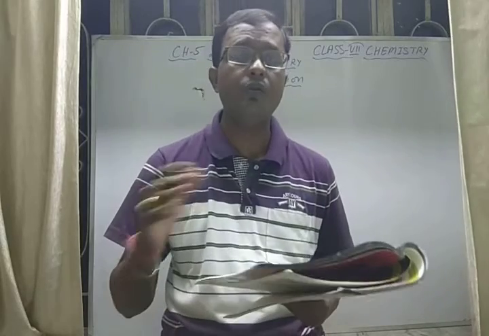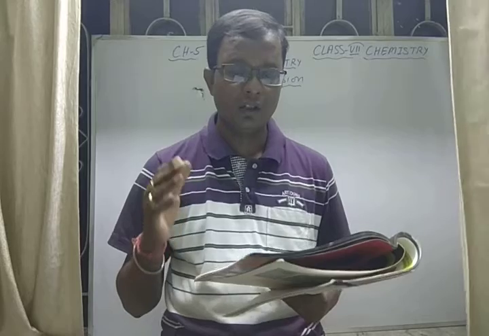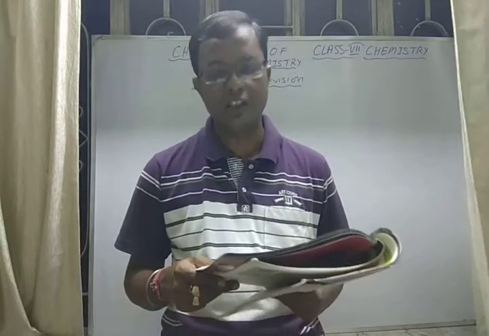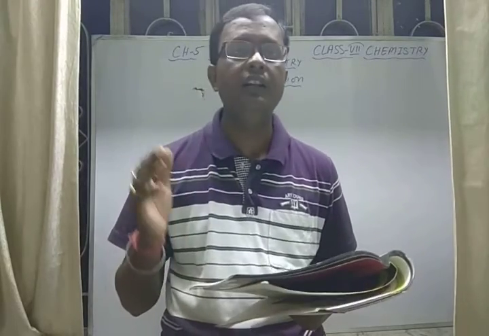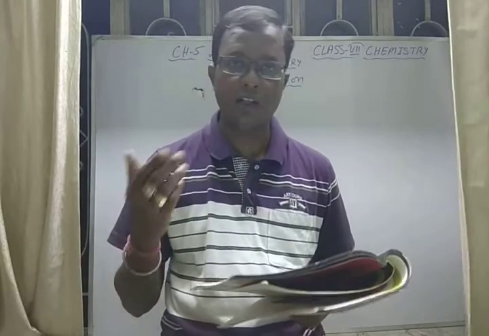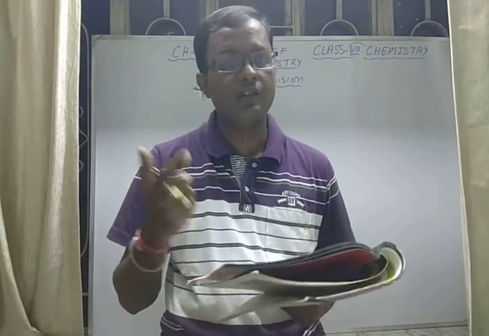Next is the types of chemical reaction. First is the combination reaction. When two or more elements are combined together to form a single compound, it is called combination reaction. Suppose hydrogen plus oxygen gives water, carbon plus oxygen gives carbon dioxide, and in incomplete combustion it is carbon monoxide. So nitrogen and hydrogen give ammonia.